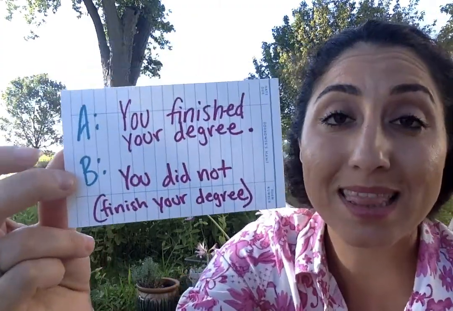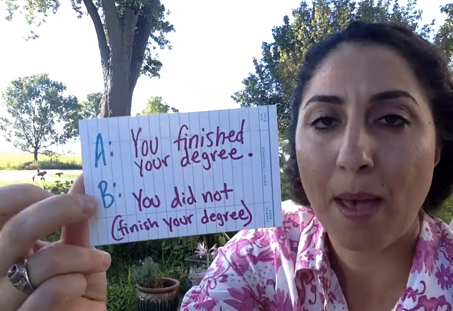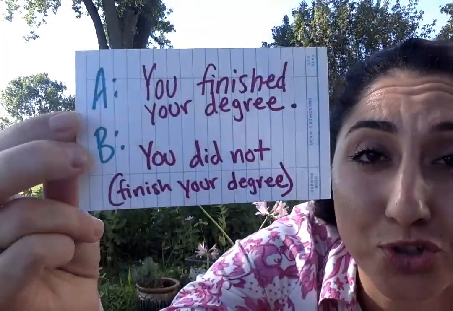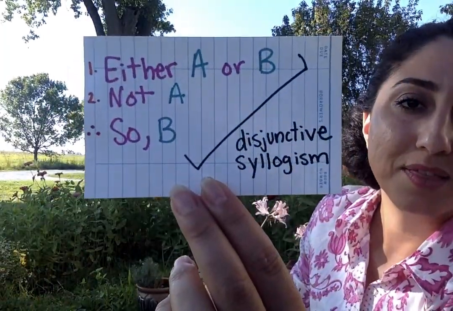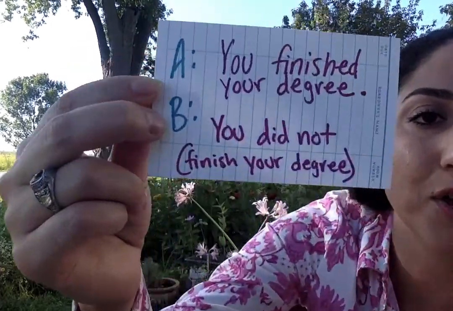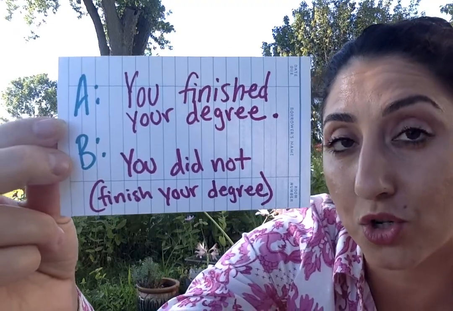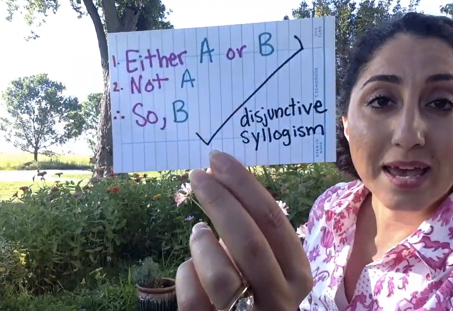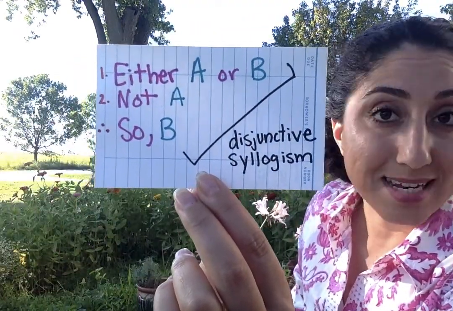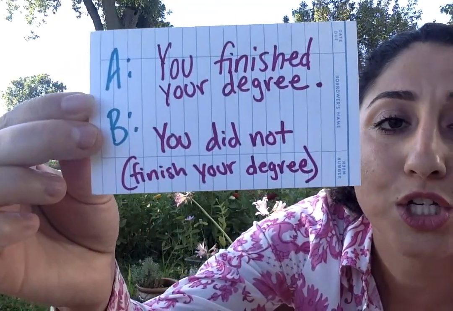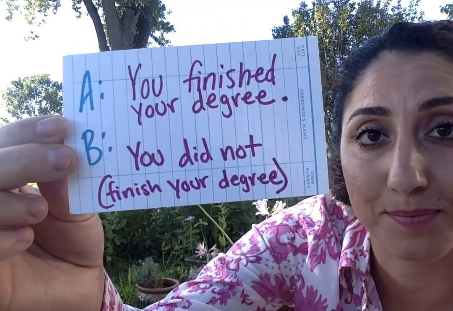So we pin A and B against each other by saying that premise 1, either A or B. In other words, either you finished your degree or you did not. Then we add the premise that not A. In other words, it's not true that you finished your degree. Well, if it's either A or B and it's not A, then it has to be B. In other words, you did not finish your degree.